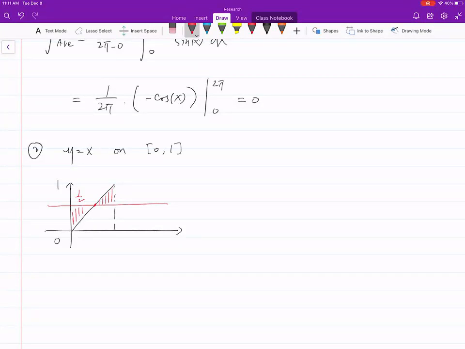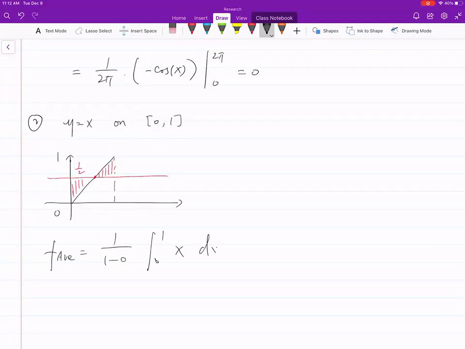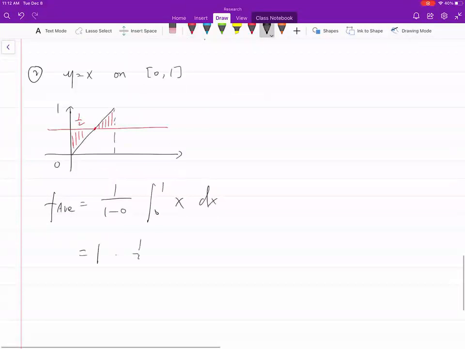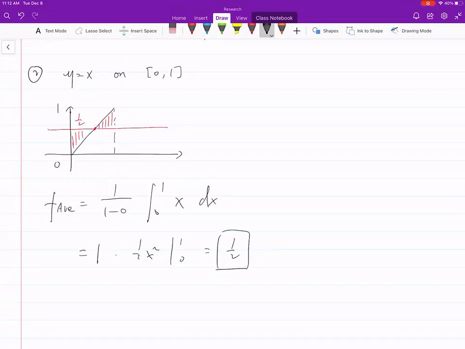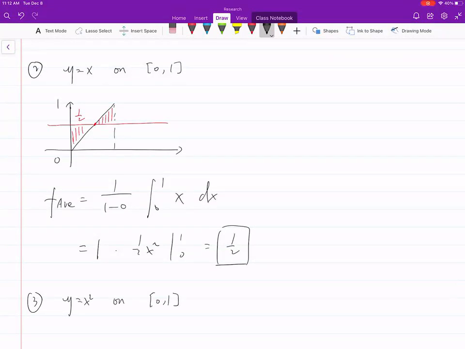Sounds good? All right, so let's do the calculation. F average equals what? Equals 1 minus 0 times the integral from 0 to 1 of x dx, which is 1 times 1/2 x squared from 0 to 1, which gives you 1/2. Again, matches what we expected. Okay, the formula is really easy to calculate. So far, it makes sense.